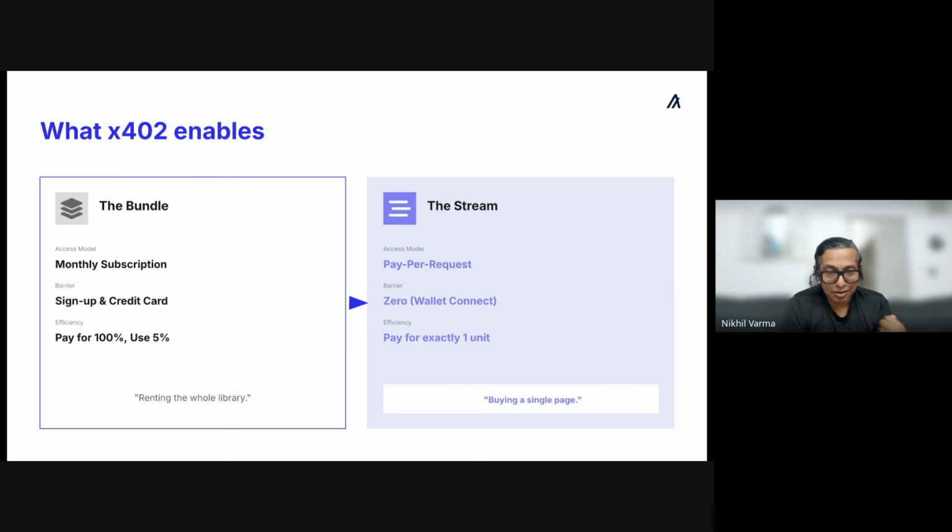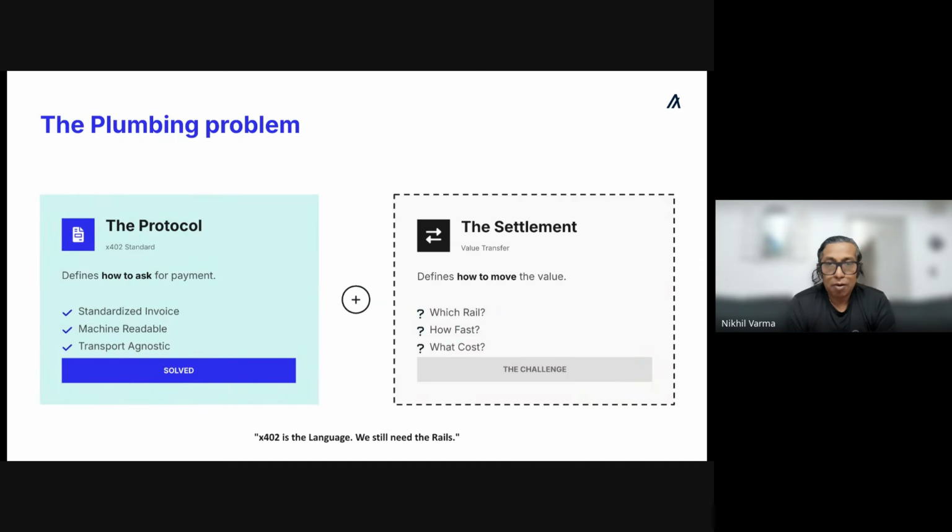There is almost a zero barrier to connect with people. They're already verified, they're already set up, and you pay for a small unit rather than buy in bulk. The next slide, please.